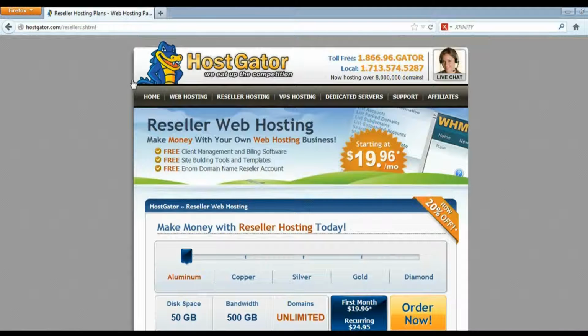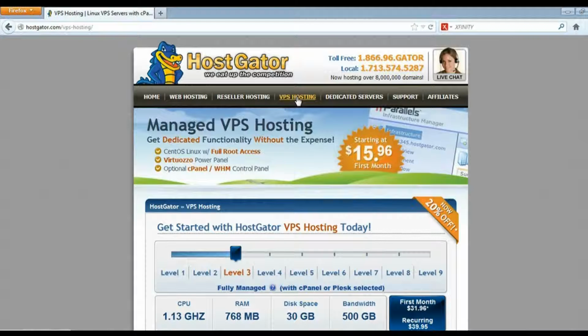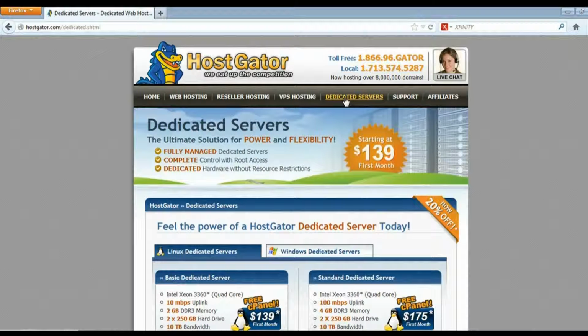VPS hosting is another option. VPS is more of a dedicated server. It's a lot more expensive depending on the direction you go compared to normal web hosting. Then there's dedicated servers, which is the highest amount. Especially if you're starting out, you probably aren't going to necessarily need to go this direction. So you'll be just fine actually starting out with the web hosting.